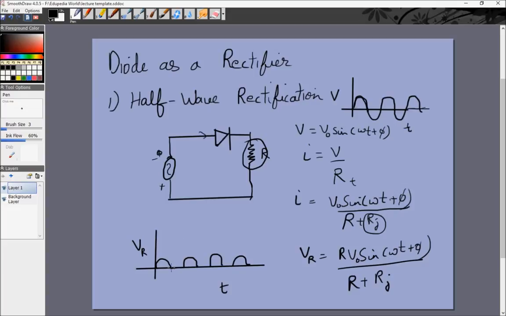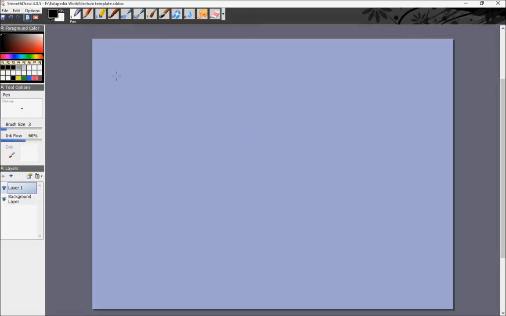What if we wanted to have full wave loops like this? In that case, we can use the second type of rectifier, which is aptly called the full wave rectifier. And in this case, you'll need two PN junction diodes. At any point, one of them will be forward biased and the other one will be reverse biased.